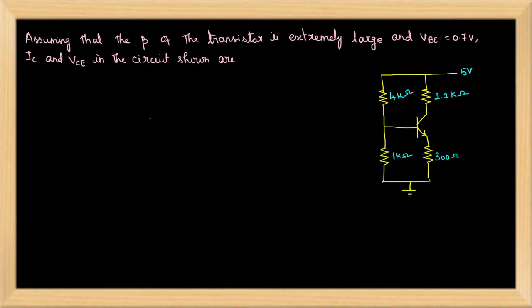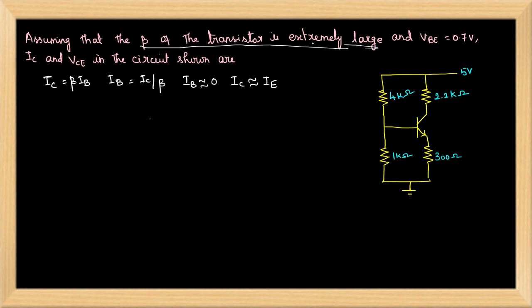Next problem: assuming that beta of the transistor is extremely large and VBE equal to 0.7 volt, find IC and VCE in the circuit shown here. So it is given that beta is extremely large. That means we know that IC equal to beta into IB, or IB equal to IC divided by beta. When beta is extremely large, the IB value is negligible, approximately equal to 0, and we can take IC approximately equal to IE. So these are the initial conditions to be considered when it is given that beta of the transistor is extremely large in a problem.